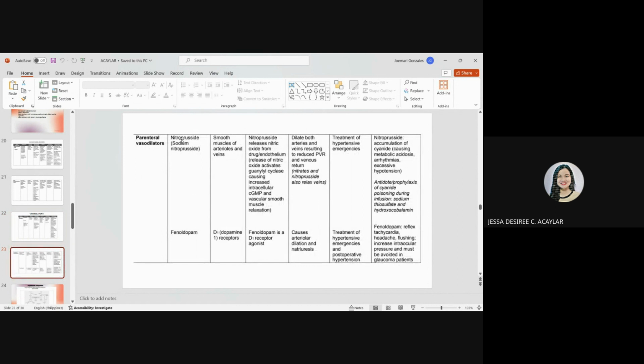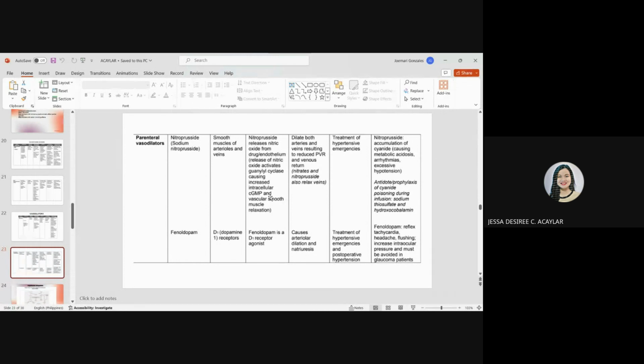Example is nitroprusside or the sodium nitroprusside. Yung action niya po is a smooth muscle of arterioles and veins. Nitroprusside releases nitric oxide from drug or the endothelium. Release of nitric oxide, nag-a-activate siya ng guanylyl cyclase, causing the increased intracellular cGMP and vascular smooth muscle relaxation. So, kapag ganun po, nagdadilate po ang both arteries and veins, resulting to reduced PVR and venous return. So, nitrates and nitroprusside also relaxes the veins. These are the treatment of hypertensive emergencies.